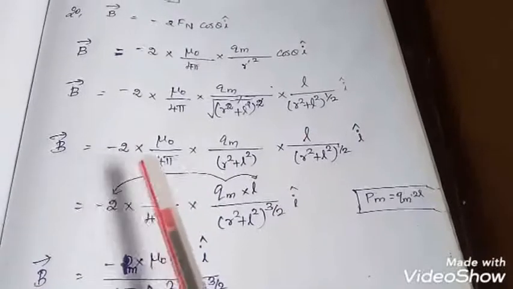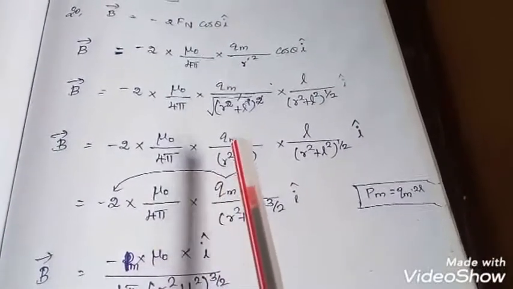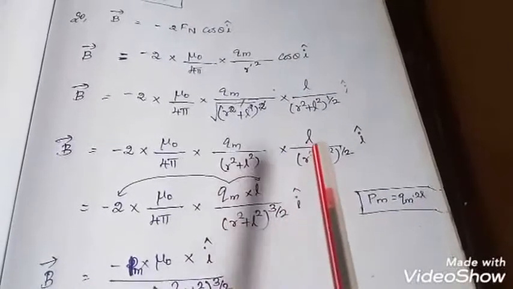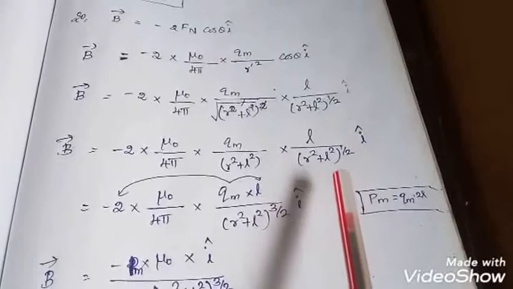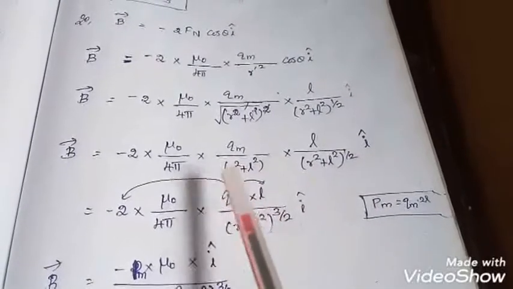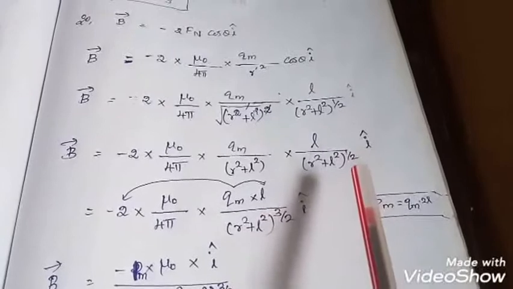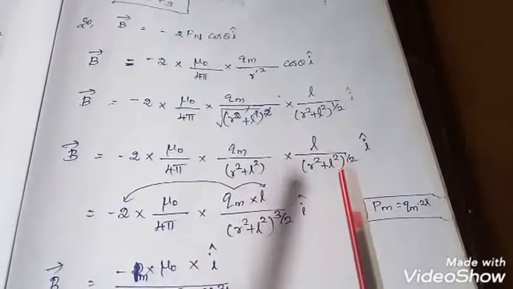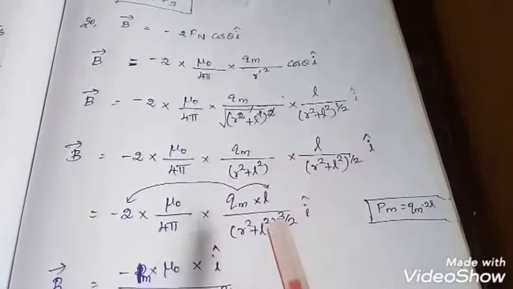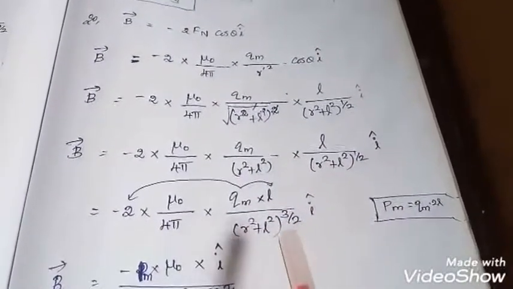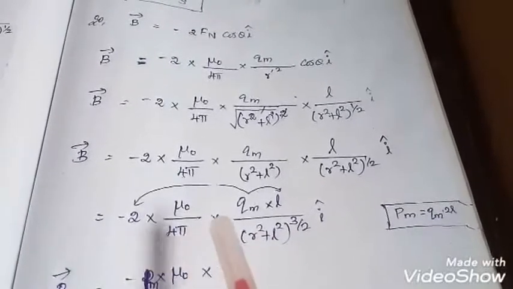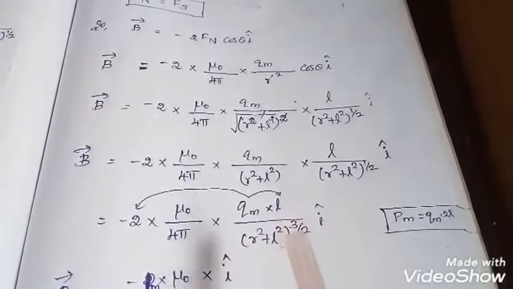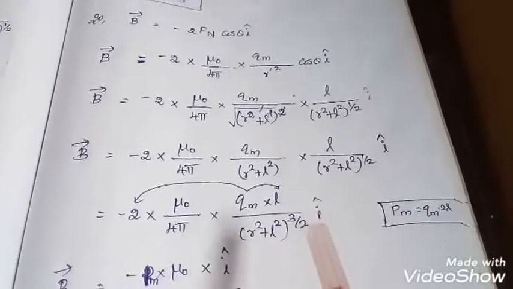So next step is minus 2 into mu naught by 4 pi into Qm by (r squared plus l squared) the power of 1 into L by (r squared plus L squared) the whole power 1 by 2 into i cap. Here the power value is 1, here the power value is 1 by 2. We add the powers of both terms, so 1 plus 1 by 2 changes to 3 by 2. We use in the next step minus 2 into mu naught by 4 pi into Qm into L divided by (r squared plus L squared) the whole power 3 by 2 into i cap.